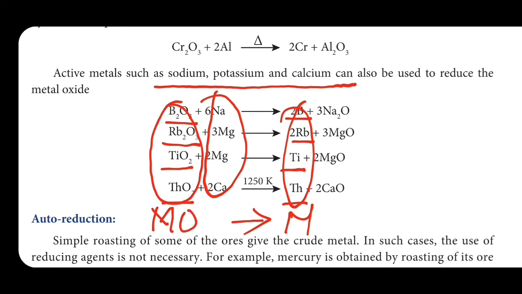We can use active metals such as sodium, potassium, calcium, magnesium for reduction of metal oxide. In our previous example, that is in aluminothermic process, aluminum metal is used for reduction of metal oxide to metal. Not only aluminum, we can use these metals also for reduction of metal oxide. That's all.